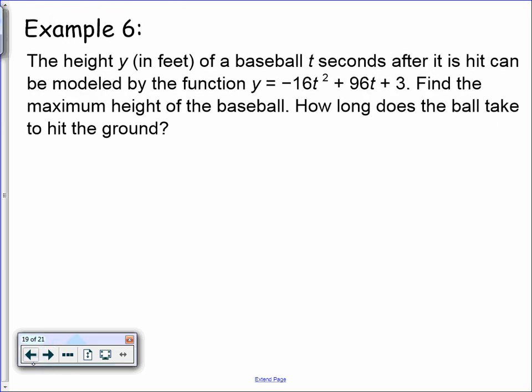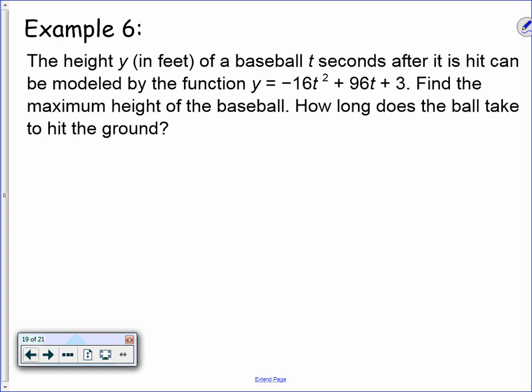Okay, let's go to example 6. You will not have to do example 6 on a test, but I still want to show you just because it's important and you might see it again later on. Okay, so we've got the height y in feet of a baseball t seconds after it is hit, and it's modeled by the following function here. It says find the maximum height of the baseball. How long does it take the ball to hit the ground?